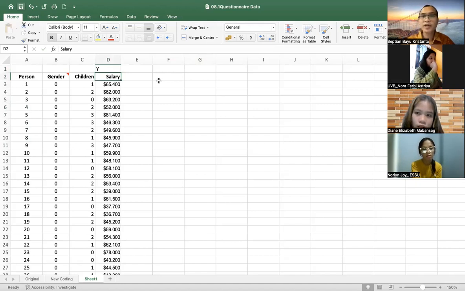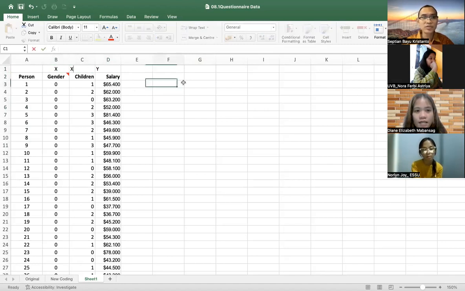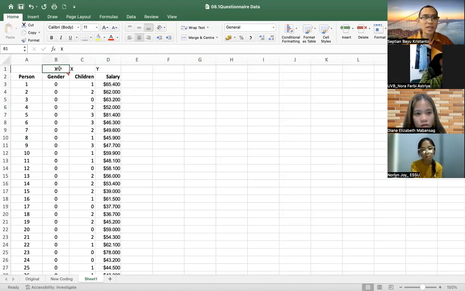Okay, what are the factors to forecast the salary? We have 2 factors. The first one is the gender, and the second is the children. So these are called independent variables. We have 2 x's. In common notation, we name factor number 1 as x1 and factor number 2 as x2, just like that.